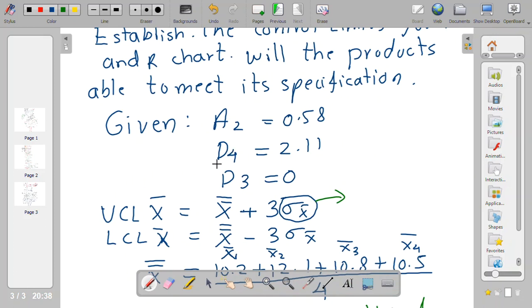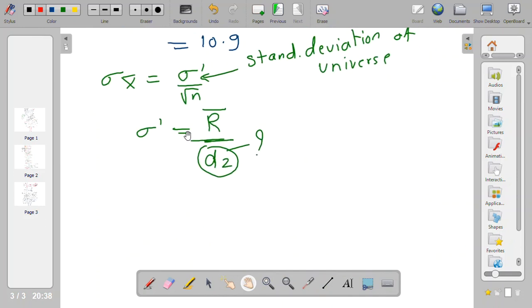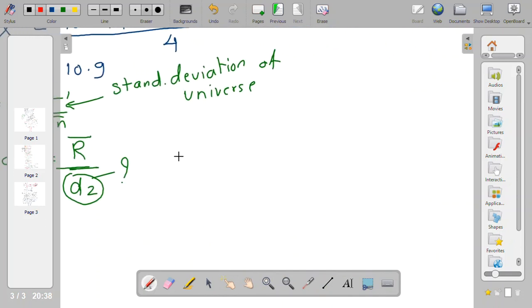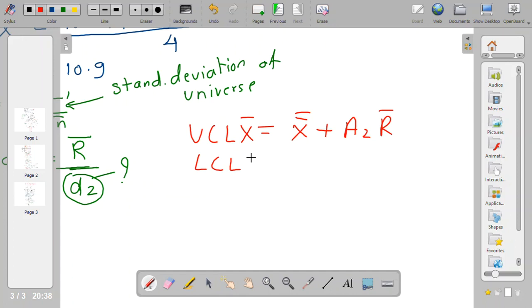Capital A2 is given, capital D4 is given, and capital D3 is given. So we cannot use this formula. Instead, one more formula is there. Upper control limit of X bar equals X double bar plus A2 into R bar. Lower control limit of X bar equals X double bar minus A2 into R bar. So directly you can substitute this.